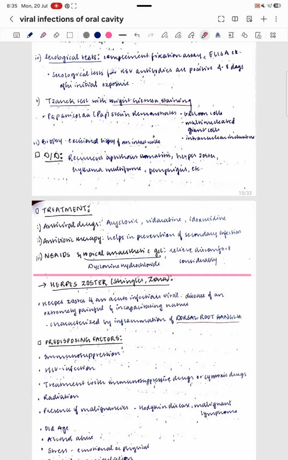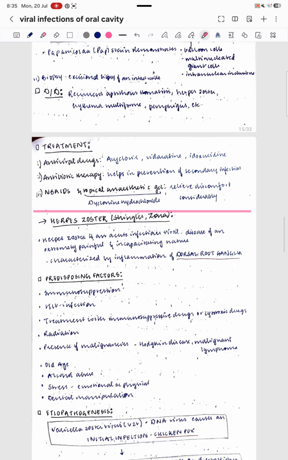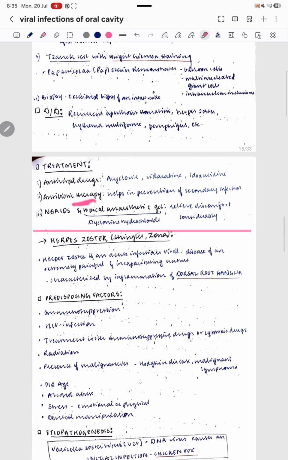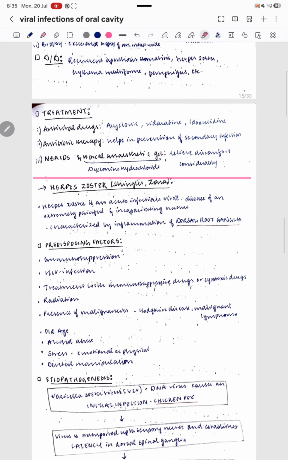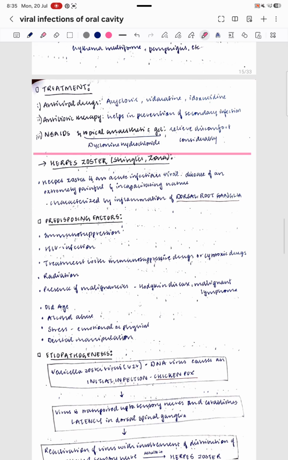Okay, then coming to the treatment, it is a viral infection, so antivirals, that is your acyclovir, zidovudine. Usually acyclovir is the most preferred drug. Okay, zidovudine or idoxuridine is also given, but acyclovir is the most preferred. Then coming to the antibiotic therapy, this helps with the prevention of secondary infection. Then NSAIDs to relieve pain and discomfort, and sometimes topical anesthetic gels can also be given to relieve the discomfort.